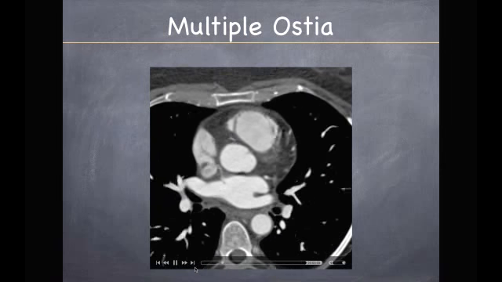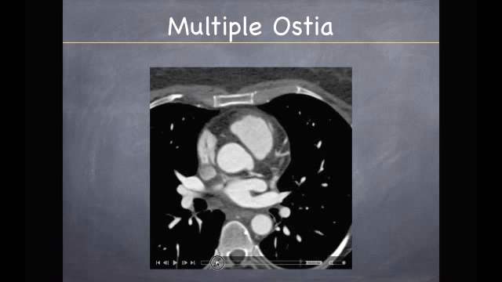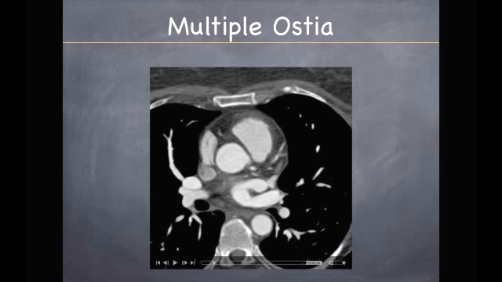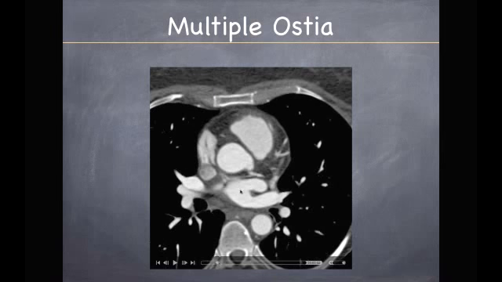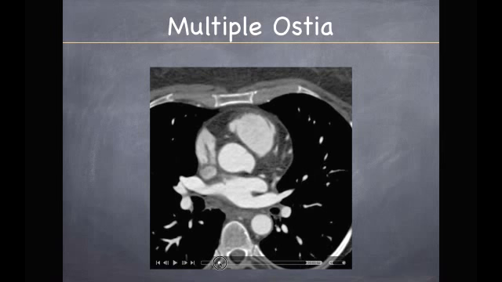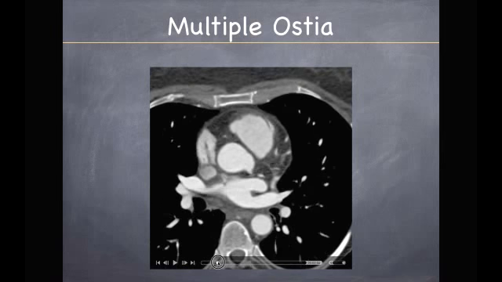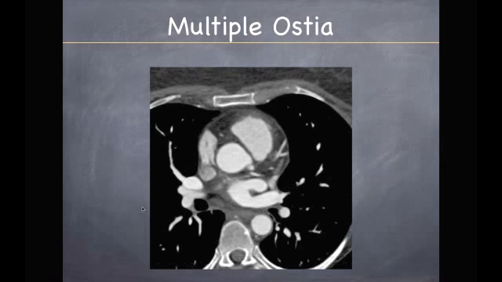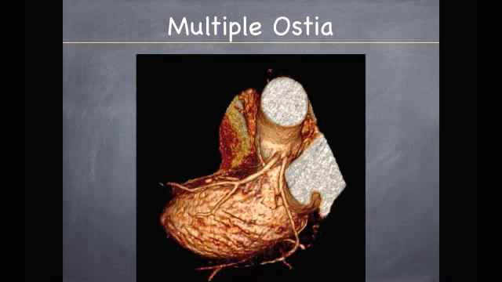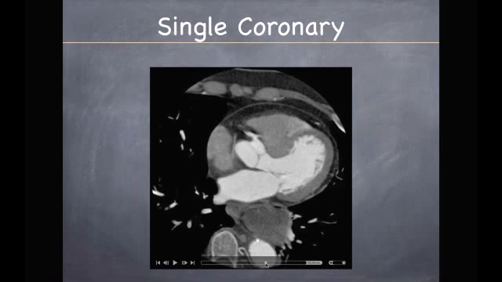So here we have an axial stack demonstrating multiple ostia. You can see that we have the LAD here and the circumflex coming off here, and there really is no left main. I'll scroll back and forth through that for you. And you can see there really is no left main. They're both coming directly off with their own separate ostia from the left coronary sinus. And here is the volume rendered image of that, again showing the LAD here, circumflex here, with no left main coronary artery.